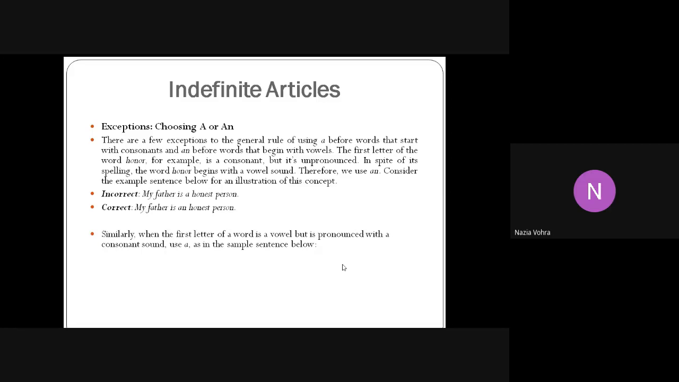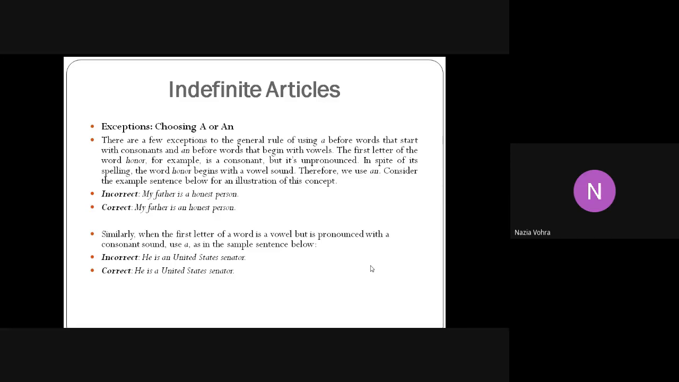Next. Similarly, when the first letter of a word is a vowel but is pronounced with a consonant sound, use a, as in the sample sentence below. So, he is an United States Senator. The Y sound is in United. So I will not use an, I will use a. He is a United States Senator.